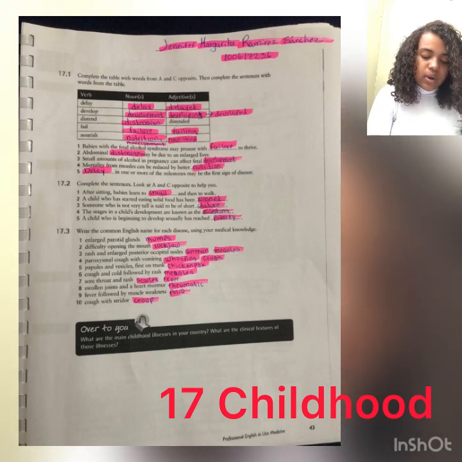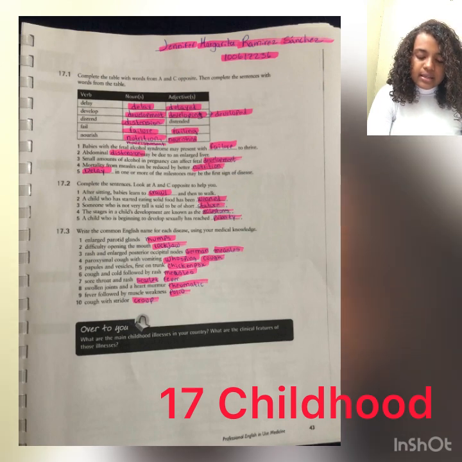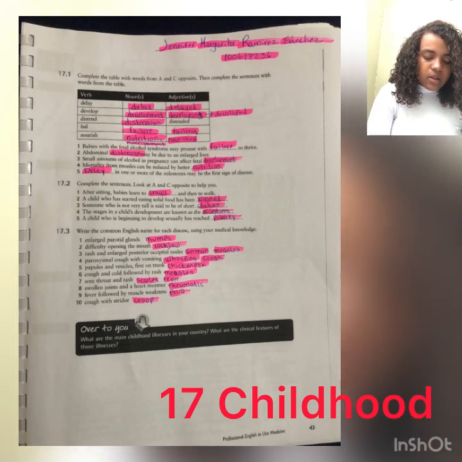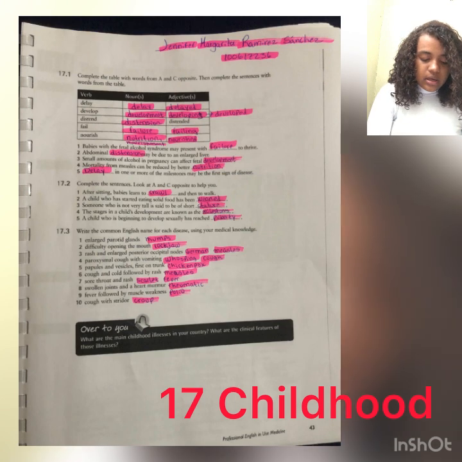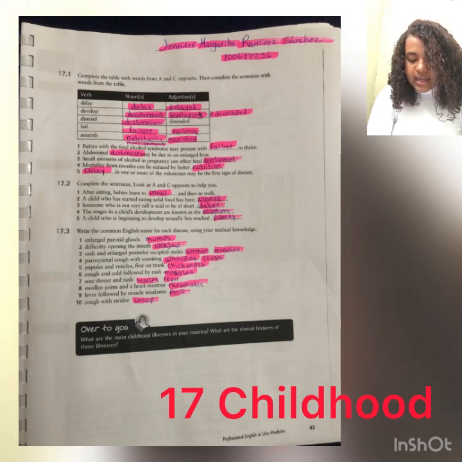Number 3, someone who is not very tall is said to be of short stature. Number 4, the stages in a child's development are known as milestones. Number 5, a child who is beginning to develop sexually has reached puberty.